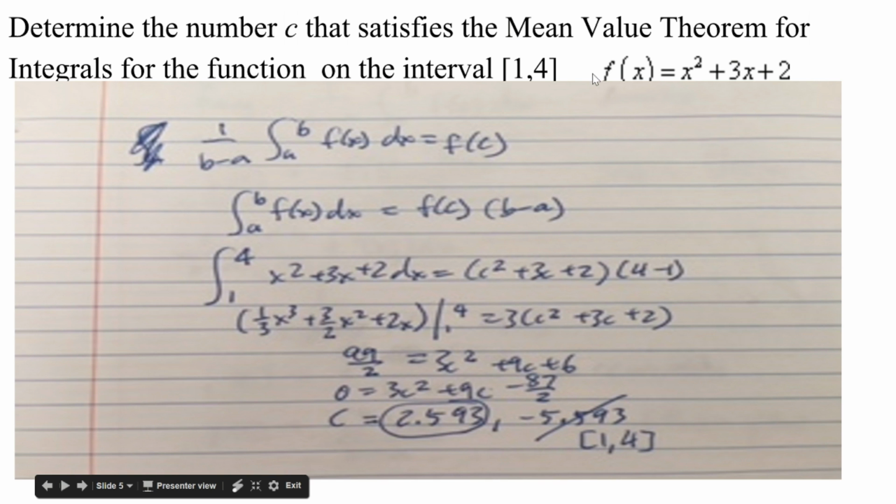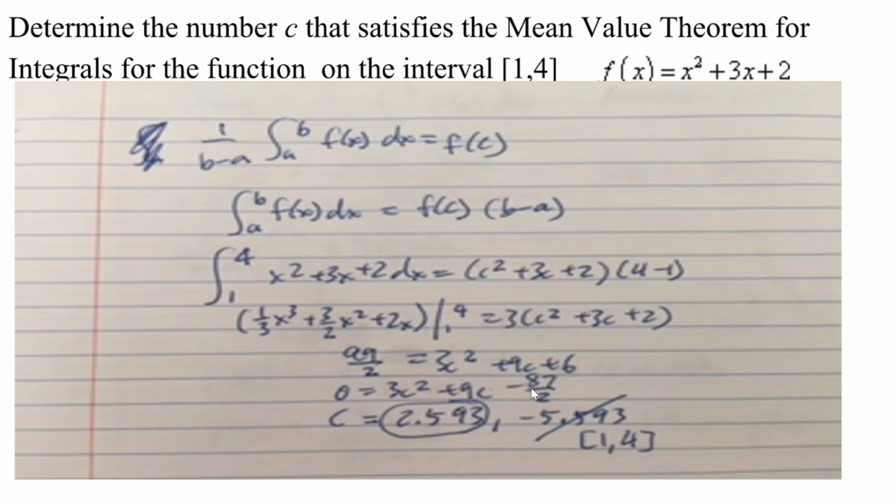Now we just plug in the parts of the problem that we know into this equation. For example, f of x is just x squared plus 3x plus 2. And on the other side, f of c, well, think about that. You just plug c into the equation. So that will be c squared plus 3c plus 2 multiplied by 4 minus 1. The integral gives us 99 halves. And that is equivalent to 3c squared plus 9c plus 6.